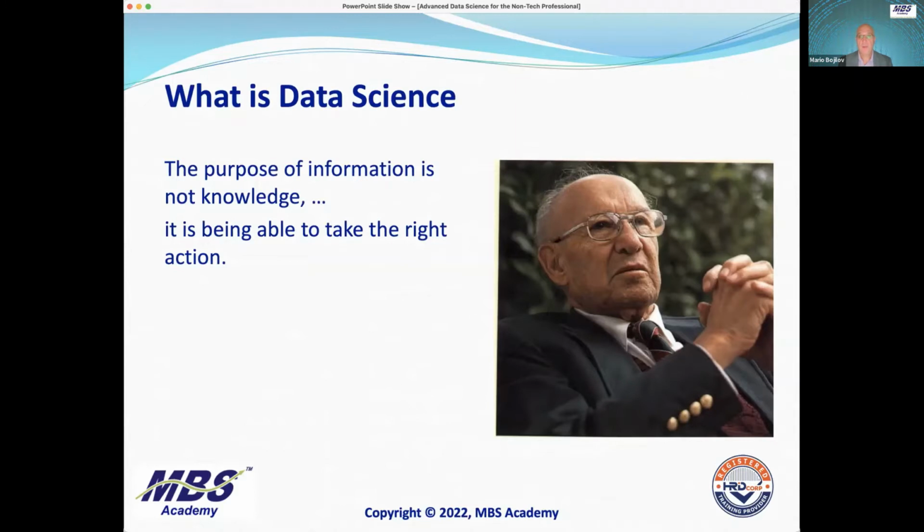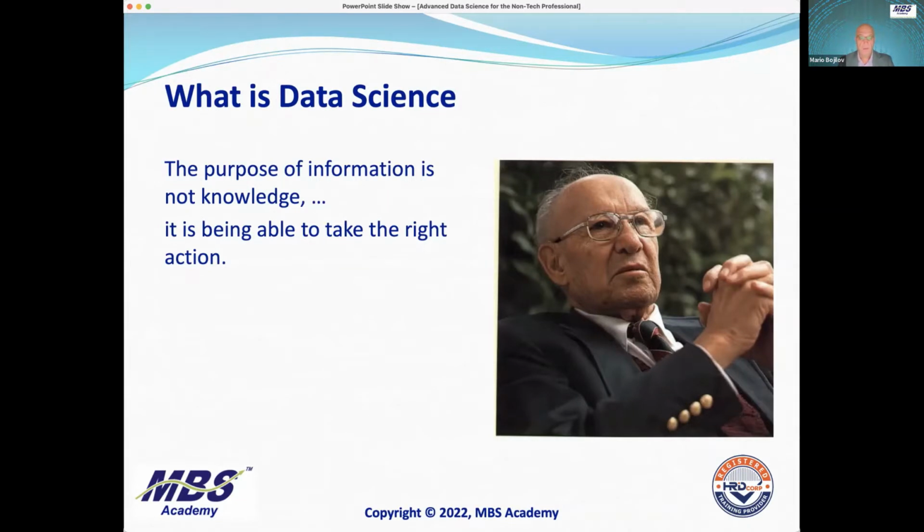So this is what being able to take the right action means, not just knowing, yes, okay, he's really good and his commissions are really good and so on and so on. No, we want actually to do something with that information. We want to improve the whole organization, not just that person. So this is what being able to take the right action means.